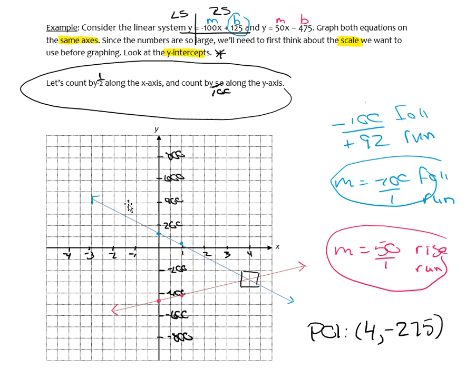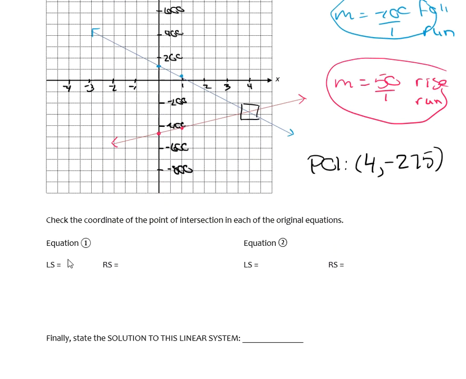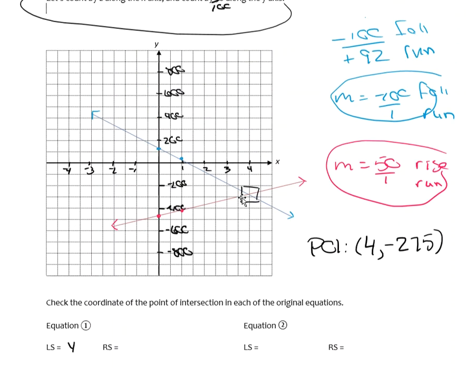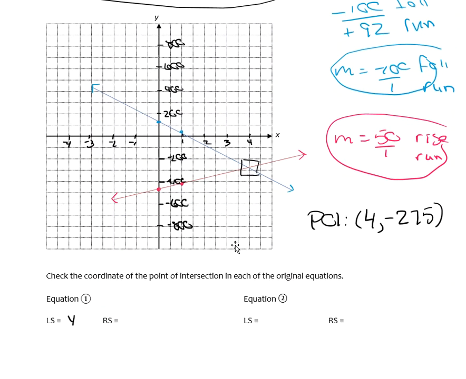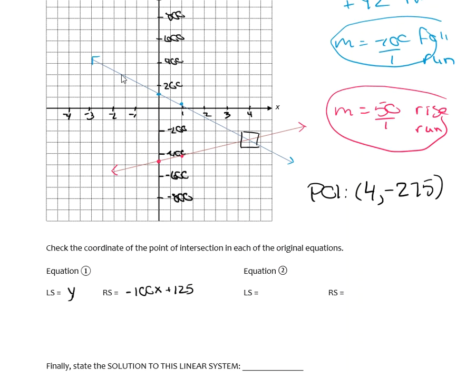So my left side is just a y. My right side is negative 100x plus 125. That was the equation. So what I'm going to do now is check my point of intersection. This is an x, this is a y, so let's sub in. So the left side instead of y is now negative 275. My right side is negative 100 times x. X is 4, plus 125. That gives me negative 400 plus 125.